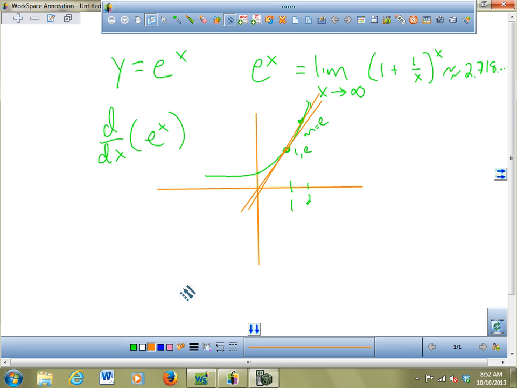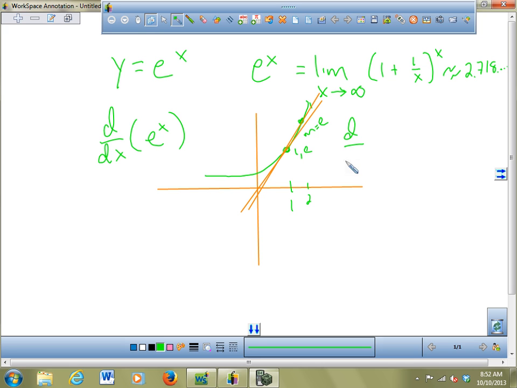So for that curve would be e to the 2. And then if I plot all those slopes, I get exactly the same thing as the curve. There's a proof of that in your book if you're interested in why that's true. But as long as you know that y equals e to the x, the derivative of that is equal to e to the x. Okay? So then it follows the chain rule also works.